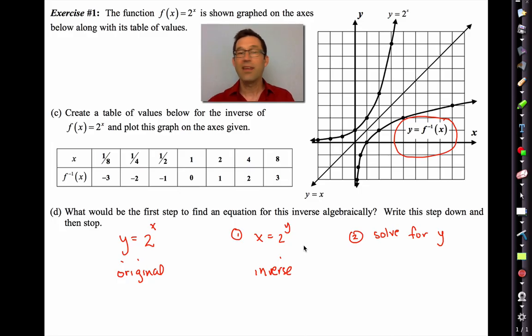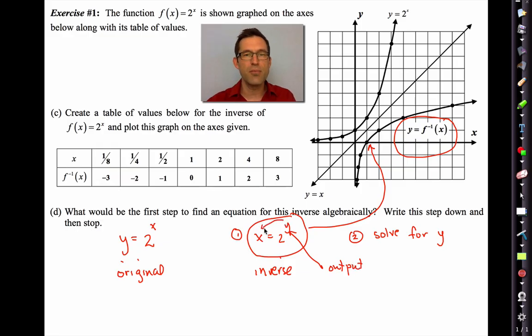Okay? And yet, this is amazingly important because it gives us the essence of this function, right? It really tells us that the output is whatever we have to raise 2 to get the input, right? It kind of makes sense. I have to raise 2 to the negative 3 to get 1/8. I have to raise 2 to the negative 2 to get 1/4. Raise 2 to the negative 1 to get 1/2, etc.